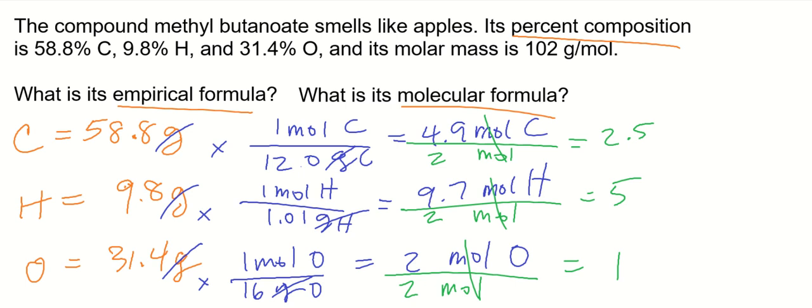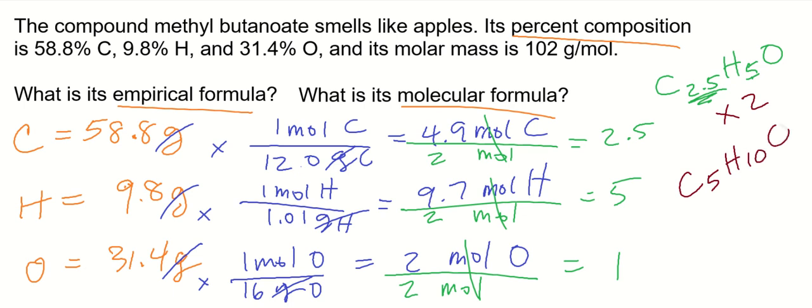Right now we have our empirical formula as C2.5H5O1. Okay, so this is a problem. We need to multiply through by 2 to get rid of that fraction. Let me pick a different color. That's maroon. Let's multiply through by 2, and so we will have the empirical formula as C5H10O2, and that's the lowest whole number ratio. There's your empirical formula.